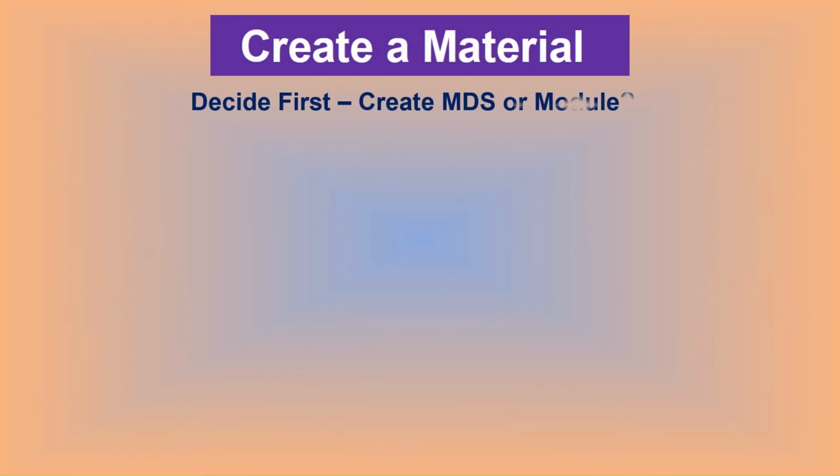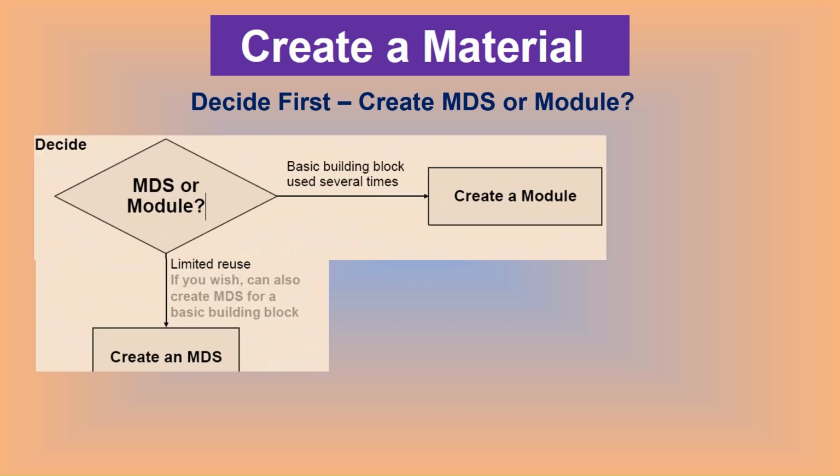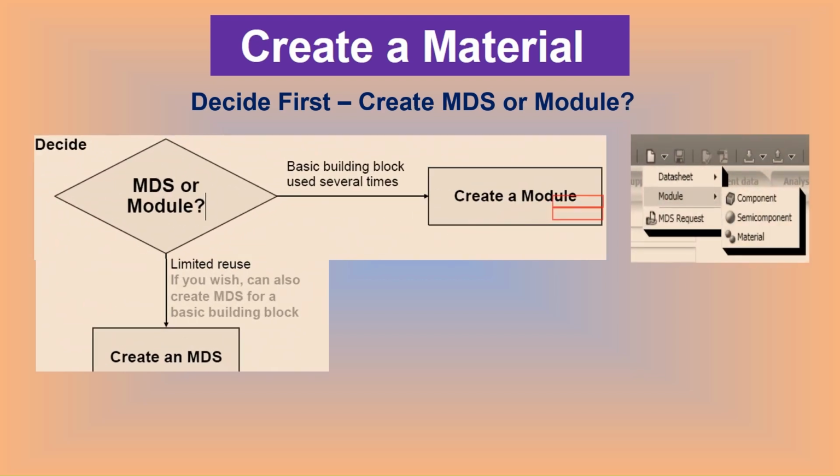First step for creating MDS is to decide whether one wants to create an MDS or a module. A simple flow chart is displayed on the screen. As shown, select datasheet or module and for material. Modules are for the basic building blocks which can be used several times, whereas MDS has limited reuse.